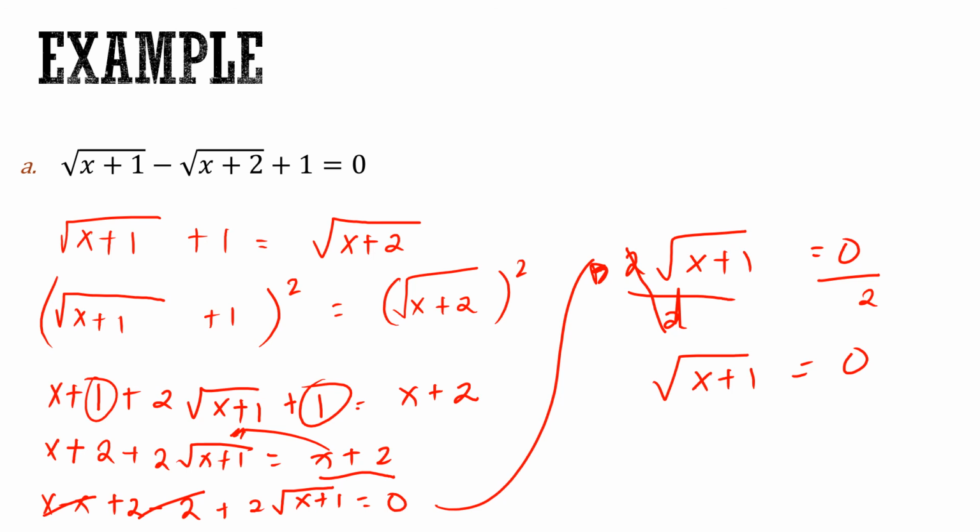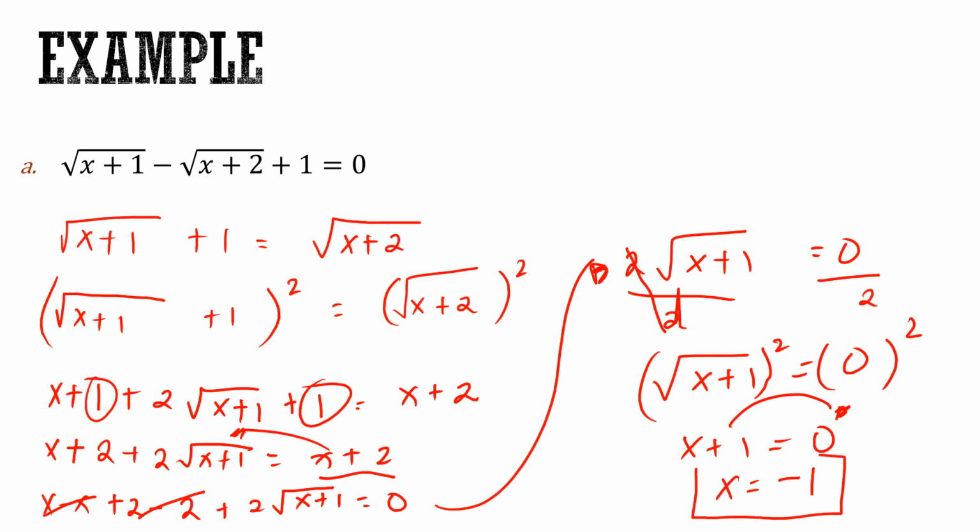So we need to remove the radical sign. To do that, we will simply square both sides of the equation. So we got x plus 1 equals 0. Now, let's move positive 1 to the other side of the equation so that what is left on this side is the variable x. As we move positive 1 to the other side, it becomes negative 1. So the answer is x equals negative 1.